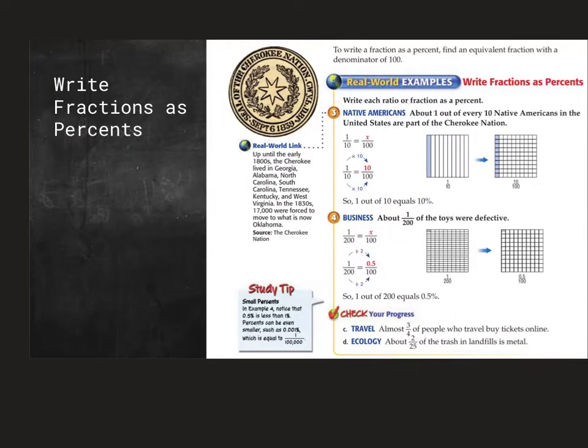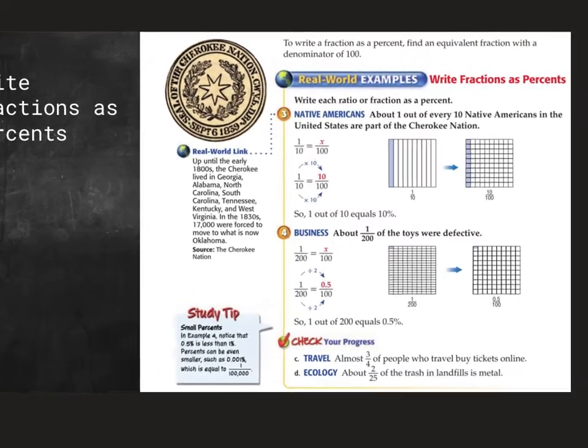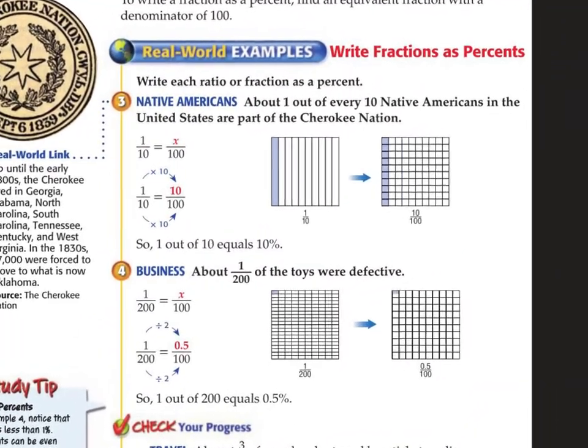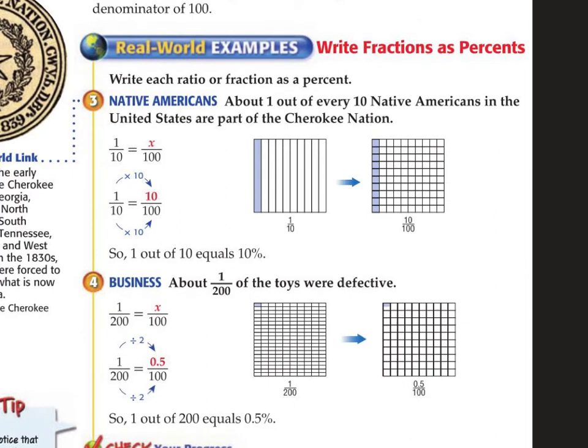Okay, so now we're going to try to write fractions as percents. In order to do this, we're going to find an equivalent fraction with the denominator of 100. Looking at the Native American example, about 1 out of every 10 Native Americans in the United States are a part of the Cherokee Nation. So I have the fraction 1 over 10, and I need to find the equivalent fraction x over 100, because a percent is a ratio out of 100.